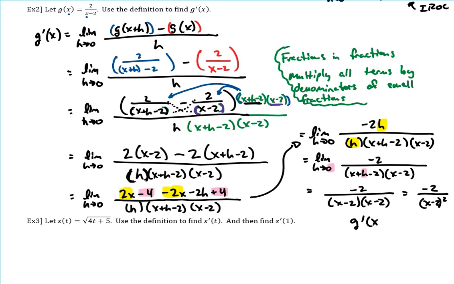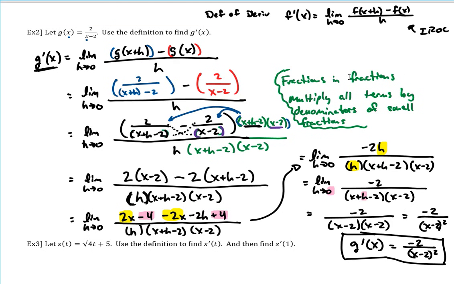And I'm just going to kind of crowd that one out. So again, this was our g prime of x, that all of this work led to this answer. So g prime of x is negative 2 over x minus 2 getting squared. Okay, and again, this just represents the general rate of change for this function, which might mean we could plug different x values in to see different slopes, but for now, that's it.